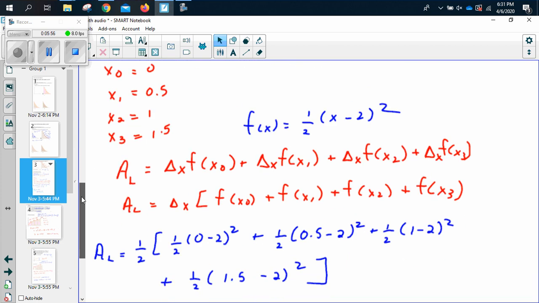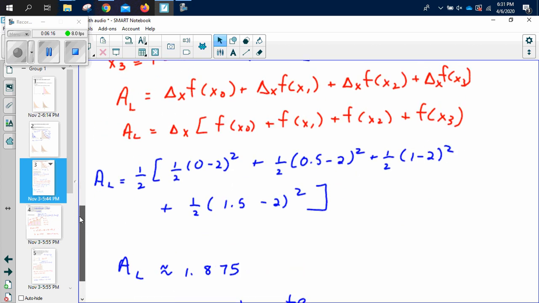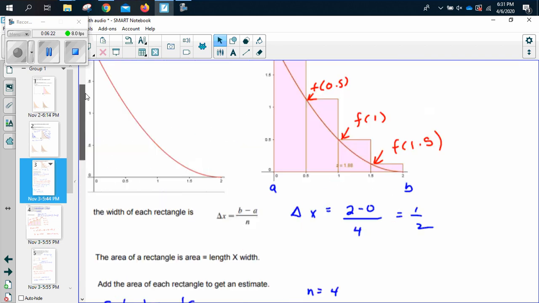Now the formula will be delta x times f of x0. That's just the area of the first rectangle, and on until we get to the last rectangle. And this says area L, that means using left endpoints. And then I just factored the delta x out. Delta x is 1/2. The function was 1/2 times x minus 2 squared, I believe.